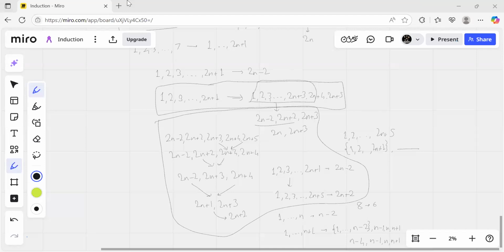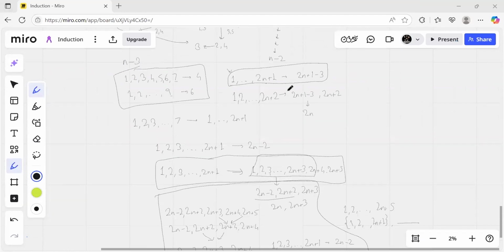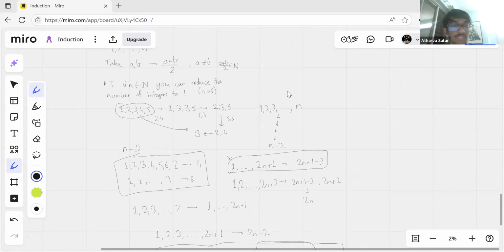Why did the question have n greater than 6? But no, the question was basically asking: find all n for which you can reduce it to one integer. But the answer is basically that for all n, only 2, 3, 4, and 6 don't work. Oh, okay.